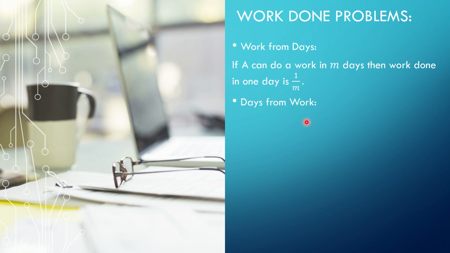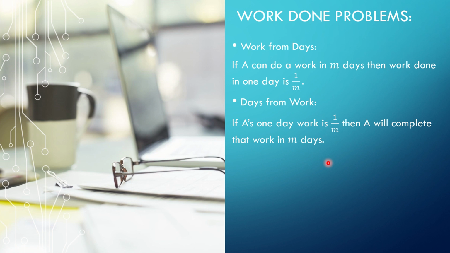And the other way around, if you are given a 1 day work and you want to find the number of days in which he will complete the work, it's again the reciprocal. If 1/m is the proportion of work done by an individual in 1 day, and you want to find the number of days he will take to complete that work, it will be m days. Simply take the reciprocal of that number.